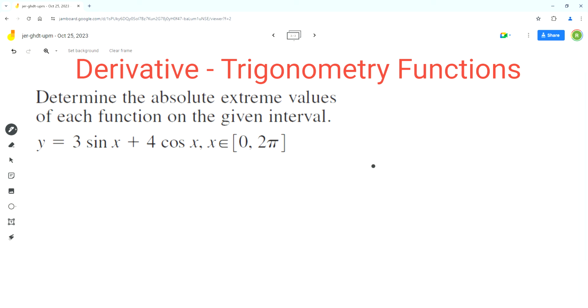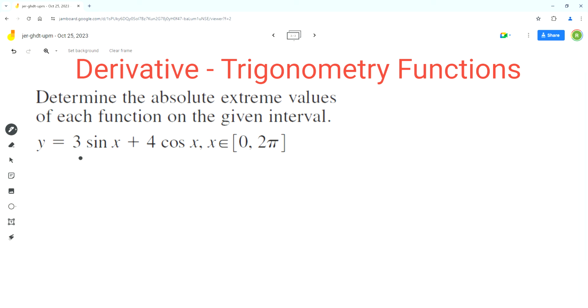So in this video, we'll find the extreme value for the function on the given interval. The function is y equals 3 sine x plus 4 cosine x, and the interval is from 0 to 2 pi, including the endpoints. So we have to find the absolute maximum and absolute minimum values for this function.